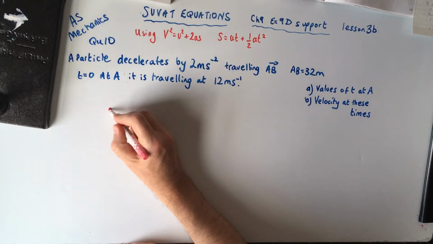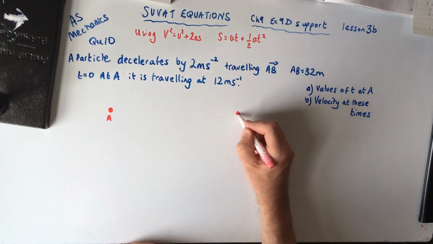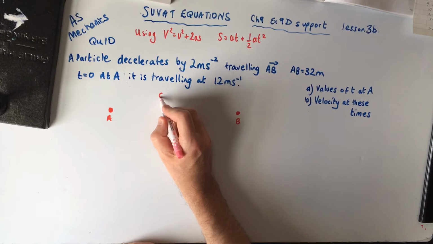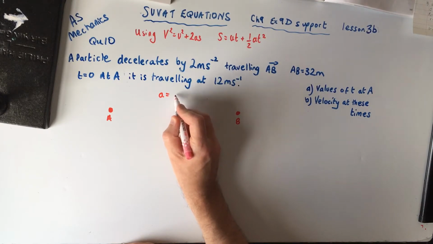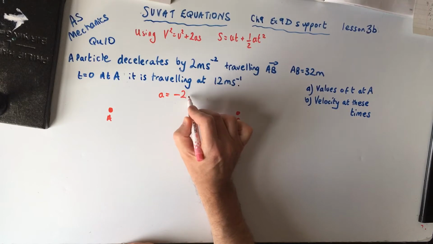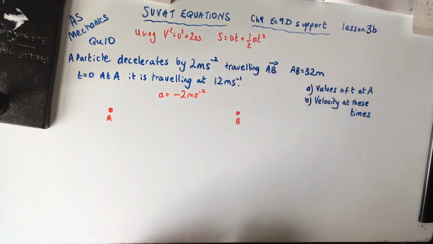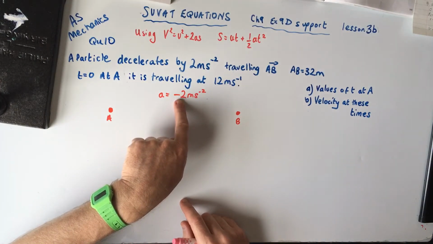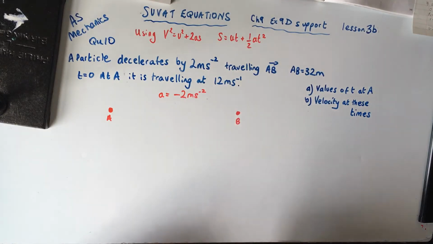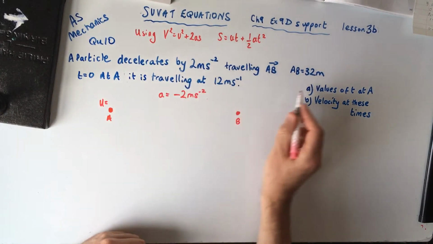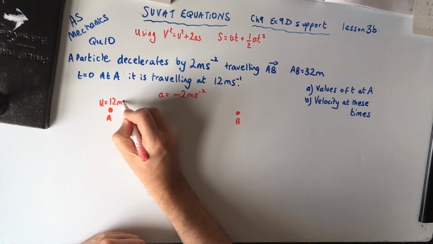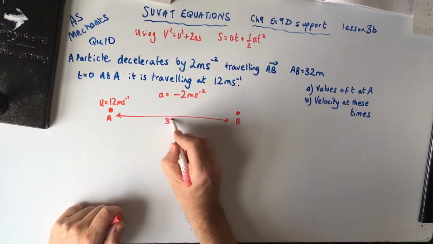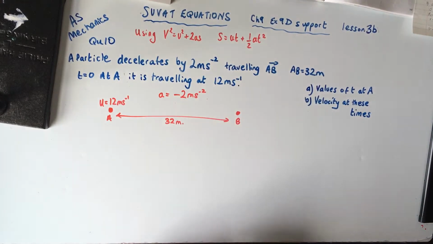So let's just have a look at this. First of all, there's A, there's B, as we always do, and some of you really annoy me because you don't draw diagrams. Make sure you do. Okay, so acceleration is 2 meters per second squared. Now this is really important, that you start using these minuses. This is a deceleration, so the acceleration goes in at -2 in our formulas. The initial velocity is 12 meters per second, and we've got that distance in there, which is 32 meters.